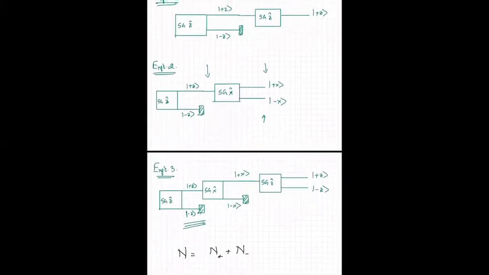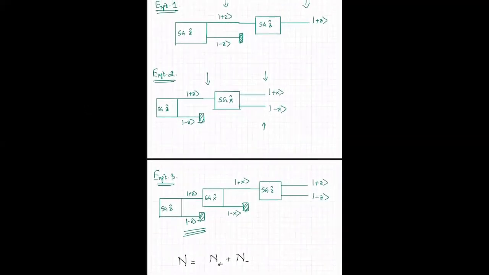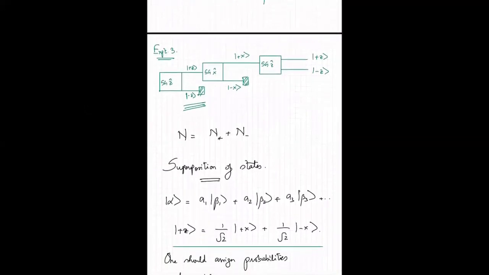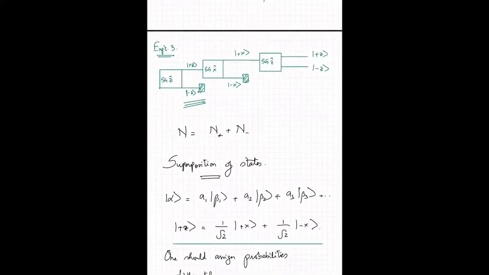But if I change the experiment slightly by measuring x in the middle and then measuring z again, I get something radically different. I get both the possible values. So this is the essential difference between classical and quantum mechanics.